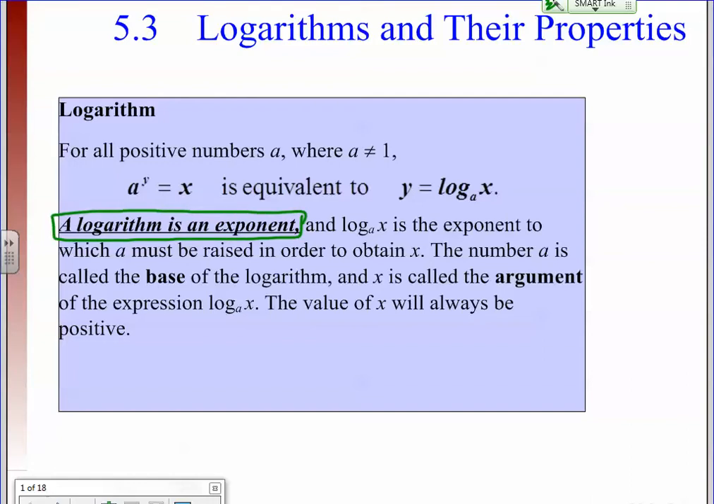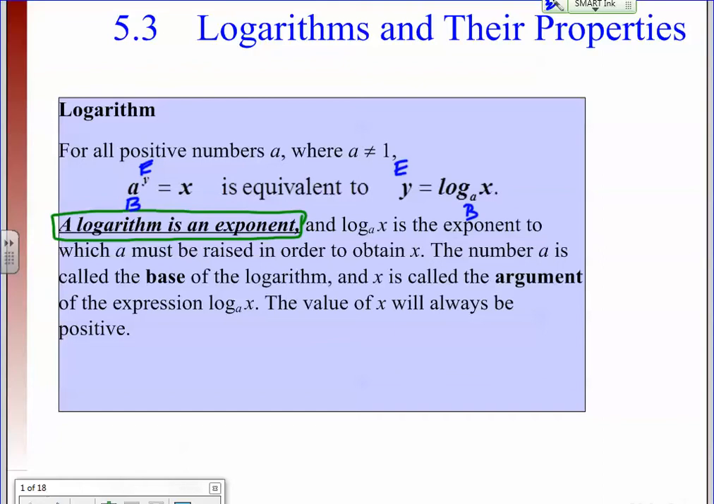In this, they have two examples up here: a to the y power equals x. That's our basic power function, right? And that is equivalent to y equals log a of x. There are three things in these arguments. There's the base, which is the same in both. The base on the exponent is a, and the log of a, that's the base. The exponent is y. So y is the answer to a logarithm problem.